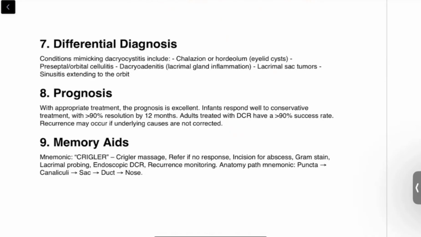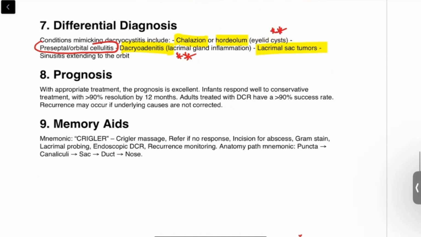Now, what are the differential diagnoses of dacryocystitis? Just like I mentioned before, it can be chalazion or hordeolum, which are eyelid cysts, and if they are involving the lower eyelid, we can think of chalazion or hordeolum as a differential diagnosis. Other than that, a complication of dacryocystitis may be preseptal or orbital cellulitis, which can be a differential diagnosis also. Other than that, lacrimal gland inflammation, which is called dacryoadenitis. Adeno means gland, so dacryoadenitis can also be taken as a differential diagnosis. Other than that, lacrimal sac tumors. Okay. Now, what is the prognosis?